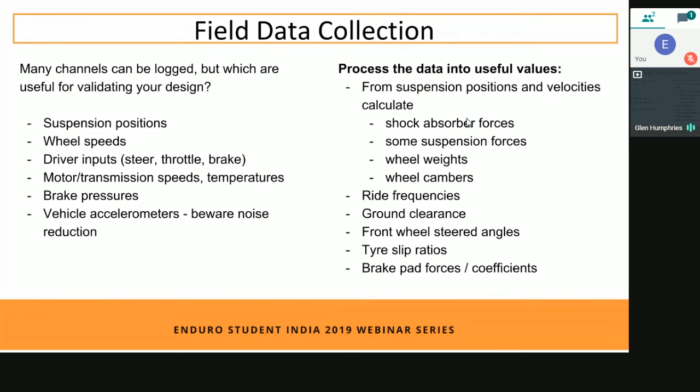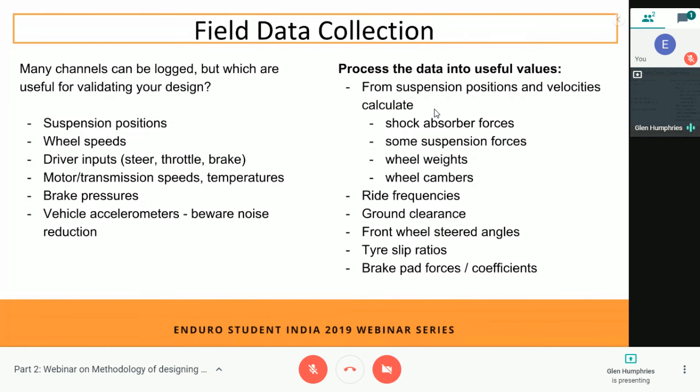We've got things like ride frequencies, ground clearance. And this is a big question that often comes up: what sort of ground clearance should we aim for? And obviously, because it's a question you have to try and choose an answer to very early on in the design. You can't leave that choice until late, so you have to do it quite early. But then the question of, have we actually chosen the right one?